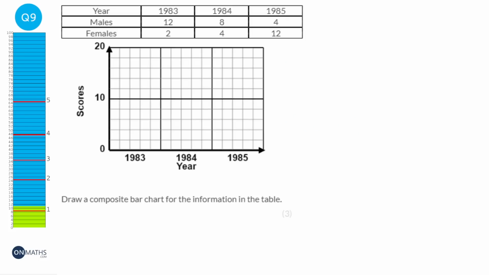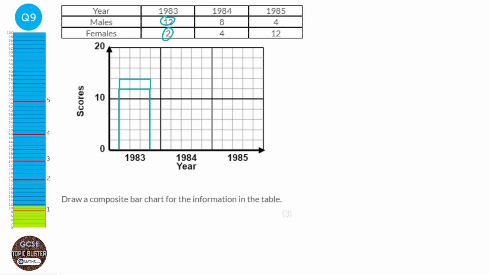So a composite bar chart is where you'll stack the bar charts on top of each other. So we're going to start with this 12 here. And so I'm just going to do a bar up to 12. And these lines go up in 2s, so it would be there. And then we're going to do this females. So we've done the males, we're going to do the females. And the females is only going to be 1 high, because they're going up in 2s.